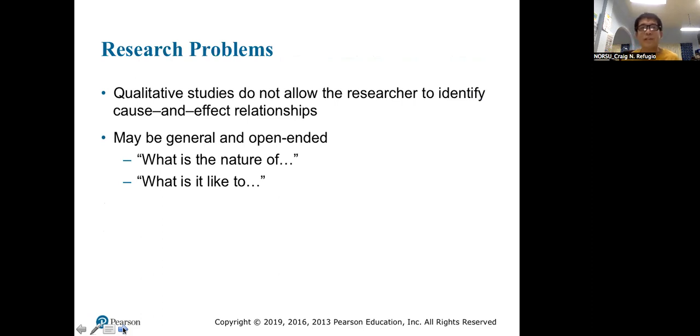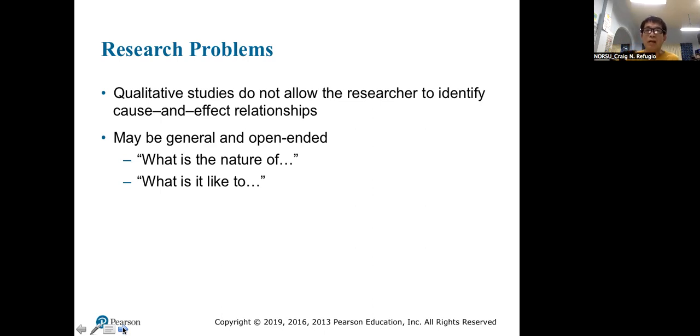Research problems. Qualitative studies do not allow the researcher to identify cause and effect relationships. So take note, qualitative research design or qualitative studies do not allow the researcher to identify cause and effect relationships. So take note about that, in which the cause and effect relationship is actually part of the quantitative research design.